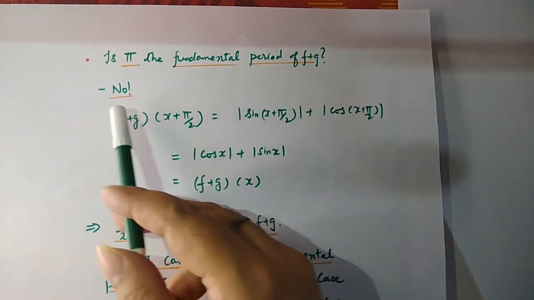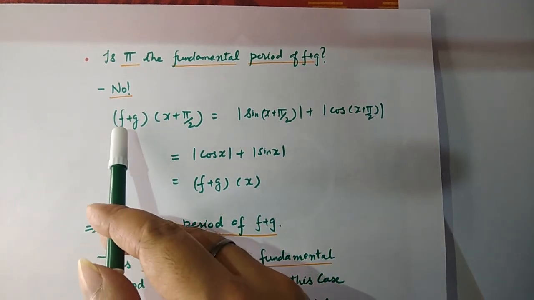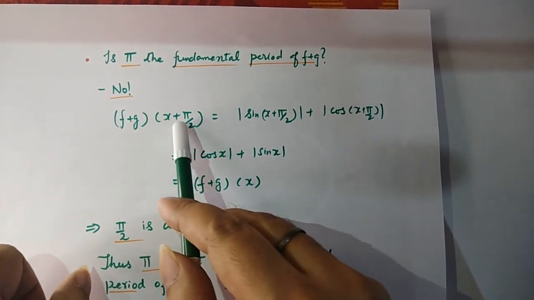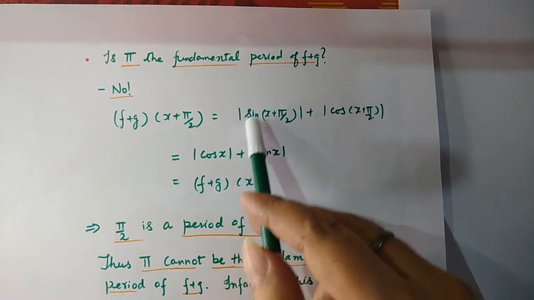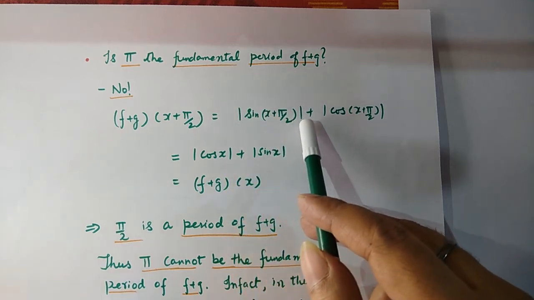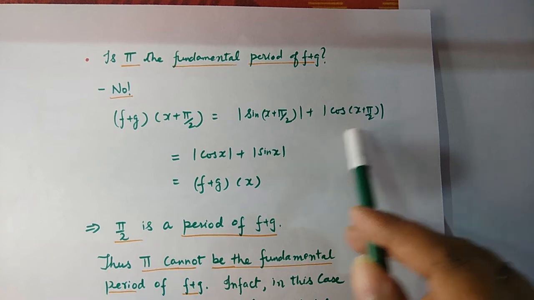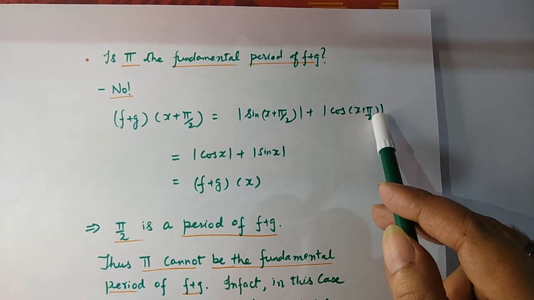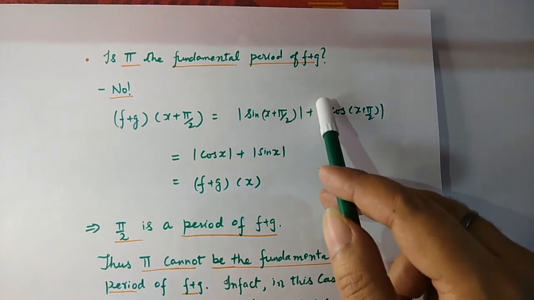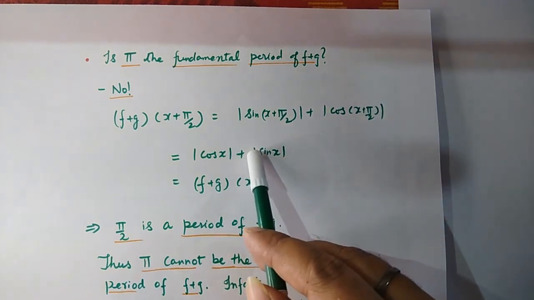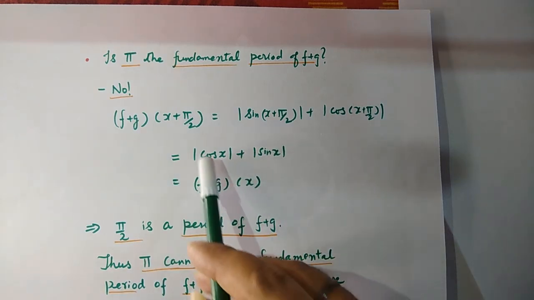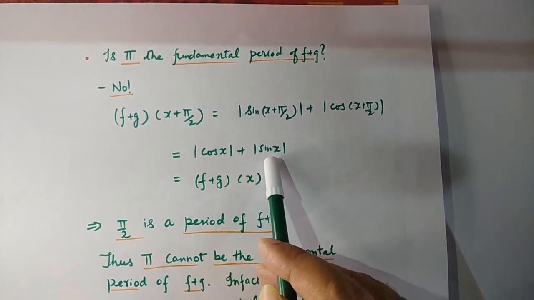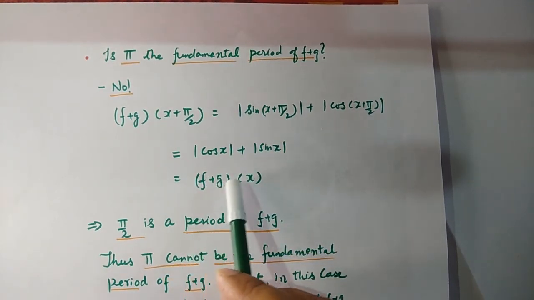The answer is again no. Let us see why. Consider f plus g of x plus pi by 2. Now f plus g of x plus pi by 2 is equal to mod of sine x plus pi by 2 plus mod of cos x plus pi by 2. Now sine of x plus pi by 2 is cos x, and cos of x plus pi by 2 is minus sin x. And because of the modulus sign, you can forget about the minus part. So finally, it boils down to mod cos x plus mod sin x, and this is nothing but f plus g of x.